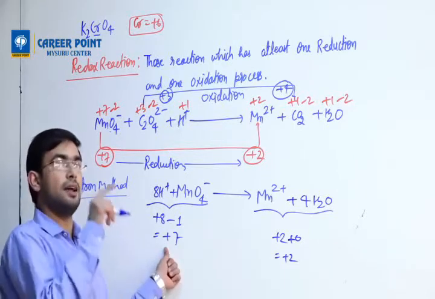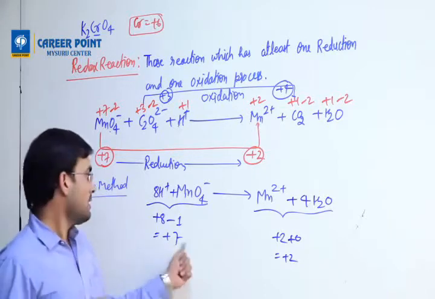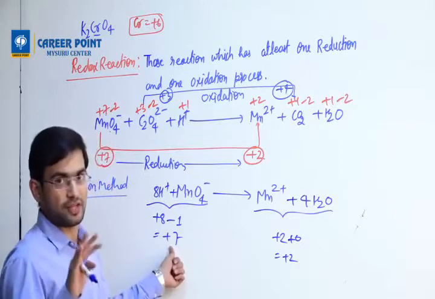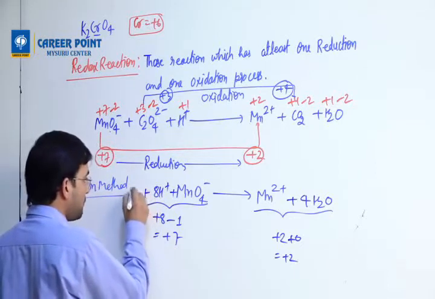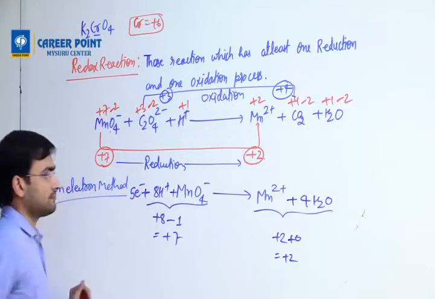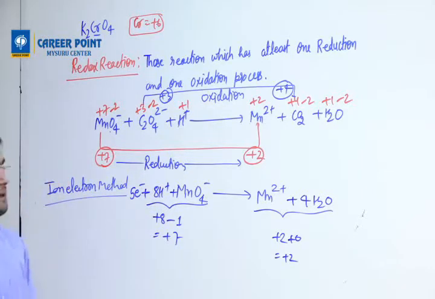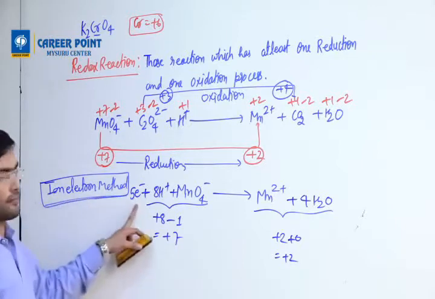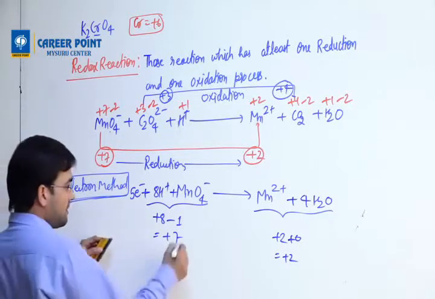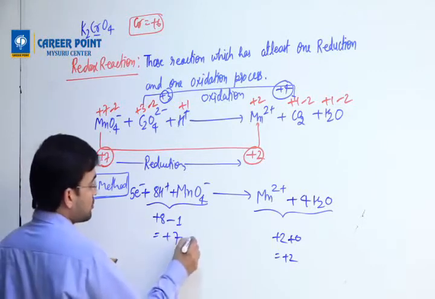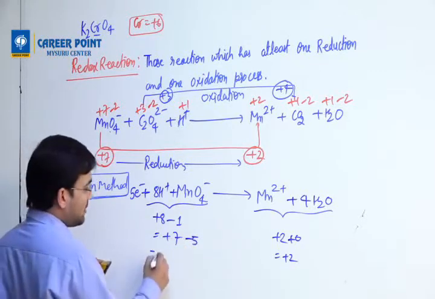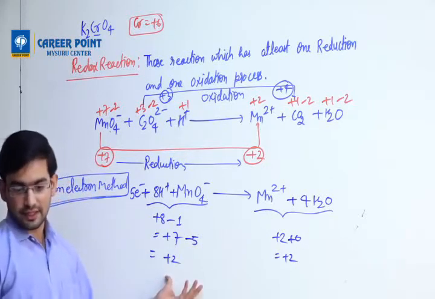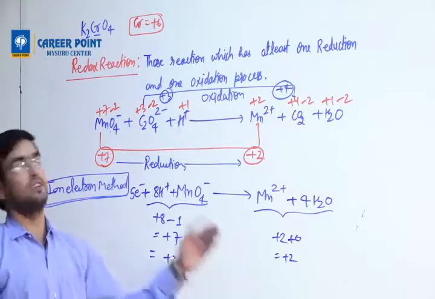add that many electron. This side charge is more. How much more it is? Plus 5. 5 charge more. So what you do, you add 5 electron there. Now once you add 5 electron, then electron is negatively charged. So minus 5 will come here. Then it will get you plus 2. Right? Now the reaction is balanced.